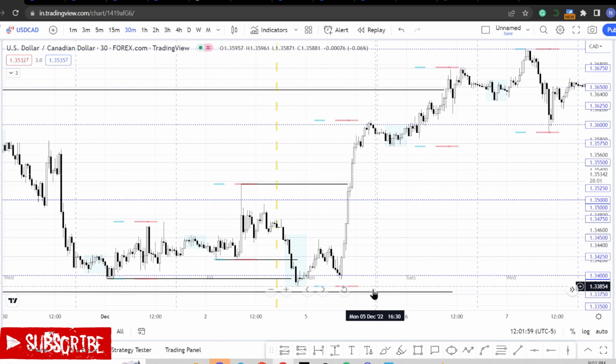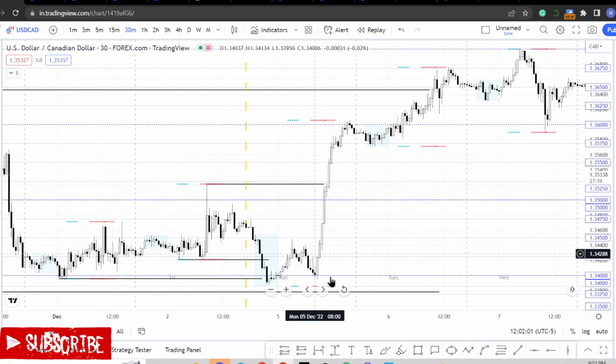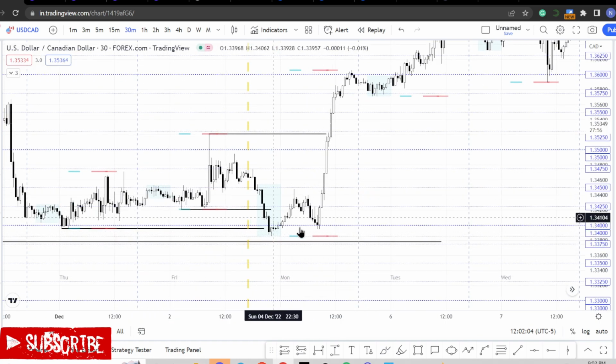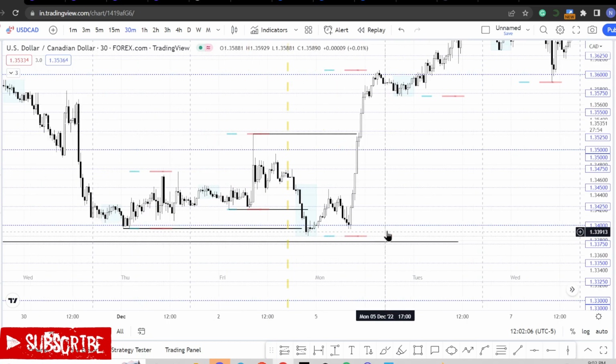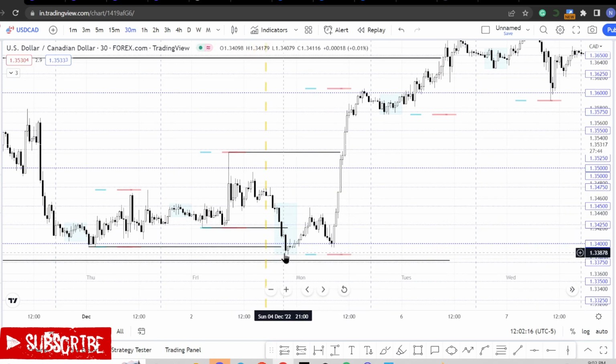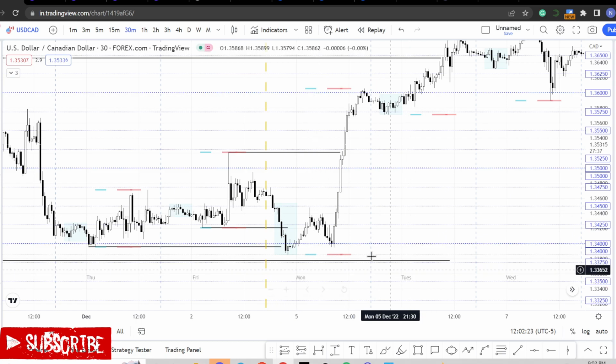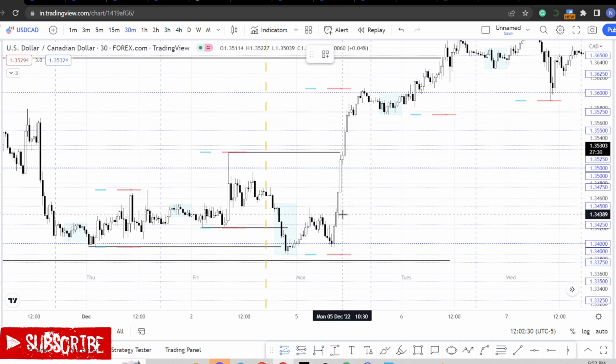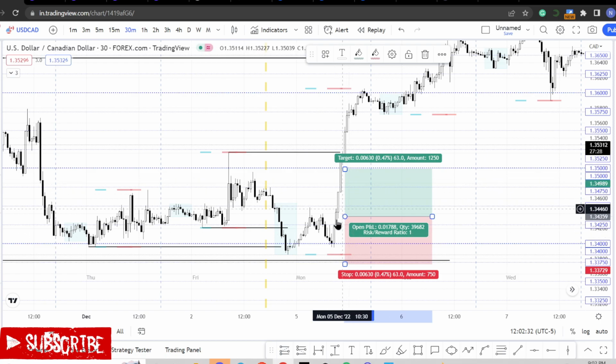So right now we have a W pattern just below Thursday's low. It comes down, reverses, retraces back, then breaks this recent high, London's high. Some people will take this trade like this, after this 30 minutes candle breaks this recent high with full body.